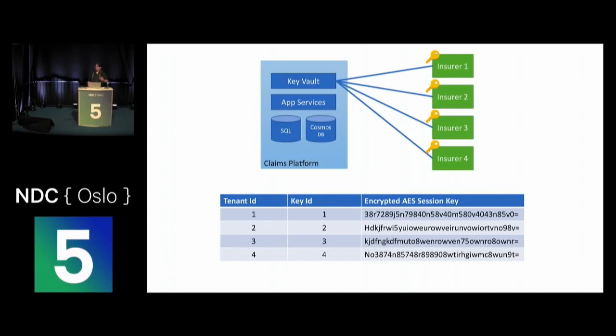So if we wanted to do an operation on insurance company one's customer data, we'd first have to look at their tenant ID, find their key ID, bring the key down, send that AES encrypted key to Key Vault to be decrypted with their key, and then we could do local encryption, decryption of their data. So I thought it was an interesting use case, and it's something that is quite common, especially for SaaS systems these days where you have multiple tenants.